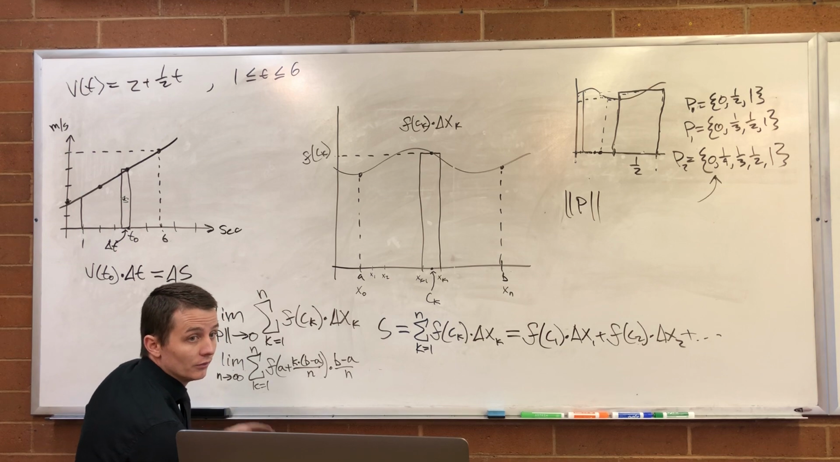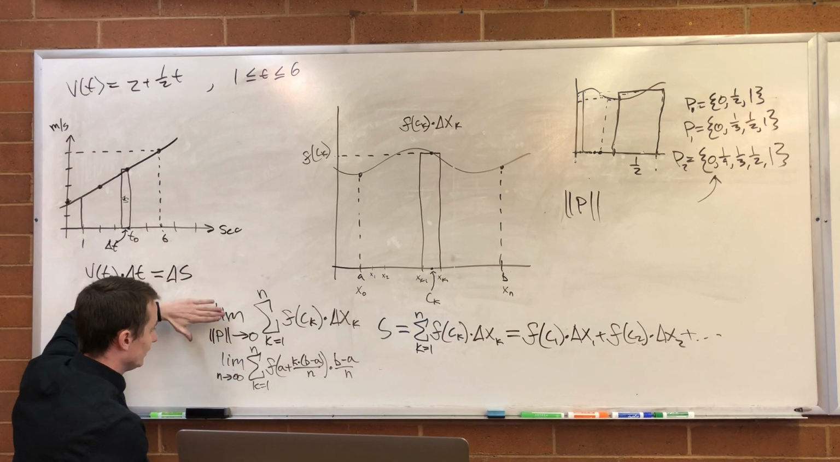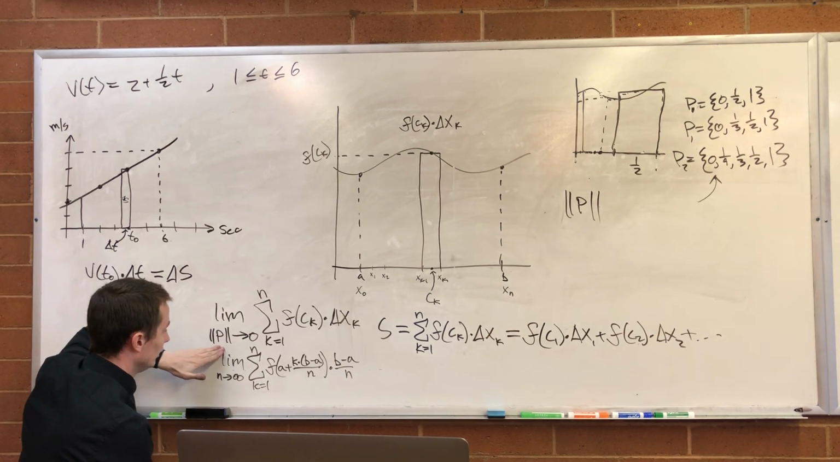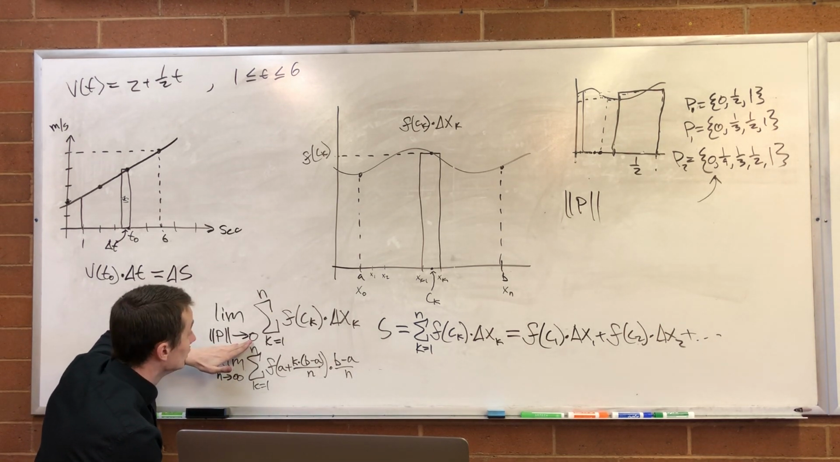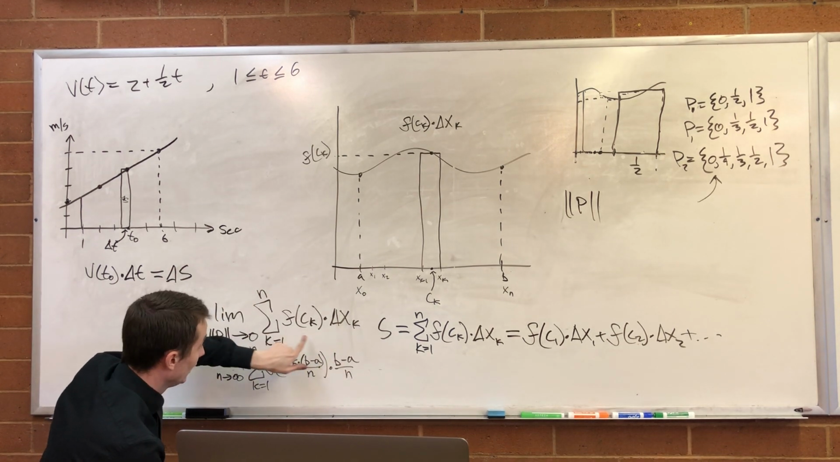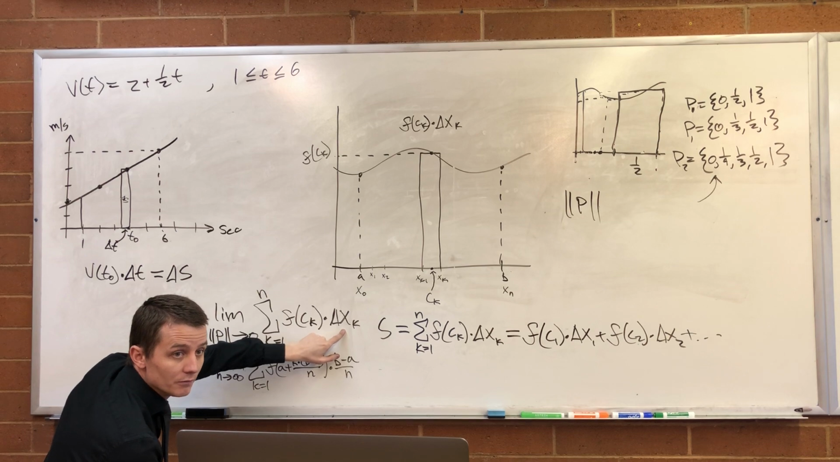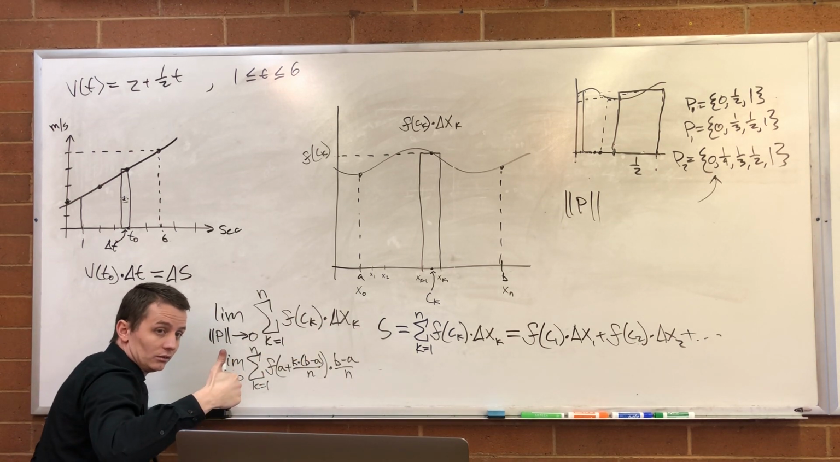Okay, so let's read both these and see how they're saying the same thing. So this is saying take the limit of your sequence of partitions as their biggest gap goes to 0, of the sum of the rectangles, height times base. And as long as these distances are going to 0, we're good. That's what it's saying.